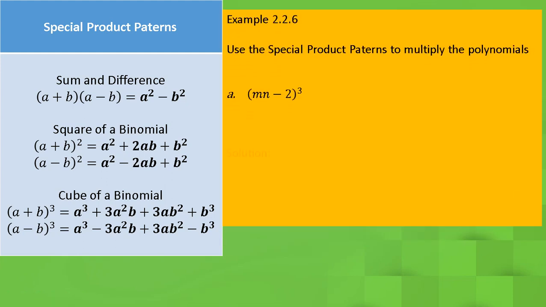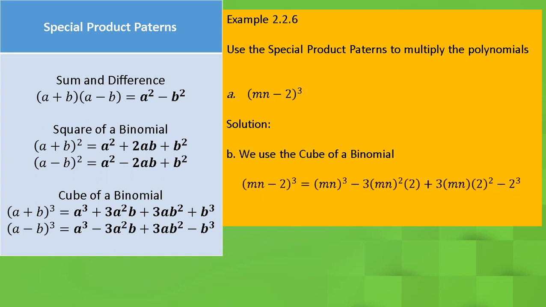Another example, mn minus 2 to the power of 3. So this is cube of binomial, the negative. So that is minus plus minus. We have the a, which is the mn cube minus 3a squared b. So we have the a, which is the mn, and then the b, which is 2, plus 3a mn b squared. So 2 squared minus 2 cubed. Then we have m cubed.